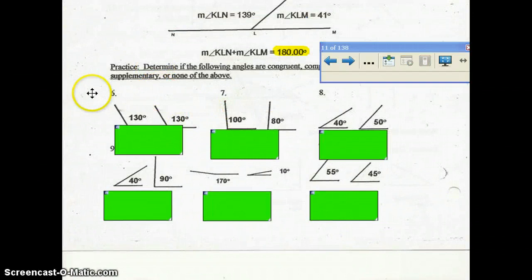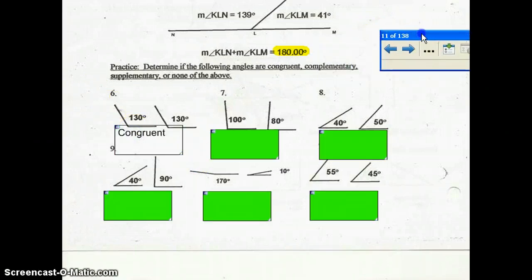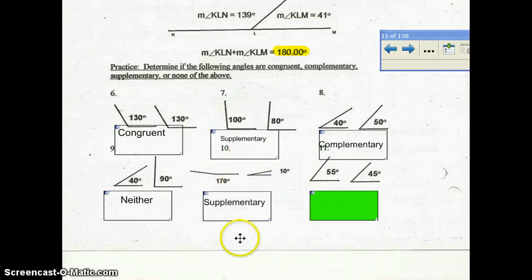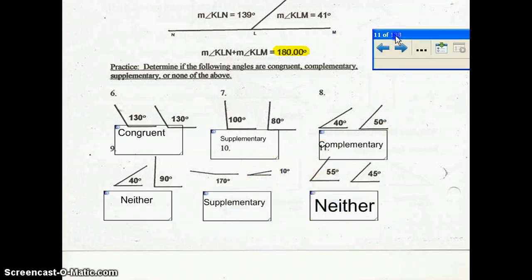All right, let's check your answers. Question 6, those would be congruent. They are the same measurement. Question 7 is supplementary. Question 8, those are complementary. They add up to 90 degrees. Question 9 is neither. Question 10, supplementary. They add up to 180. And question 11, those are neither. They don't add up to 90 or 180, and they're also not congruent.